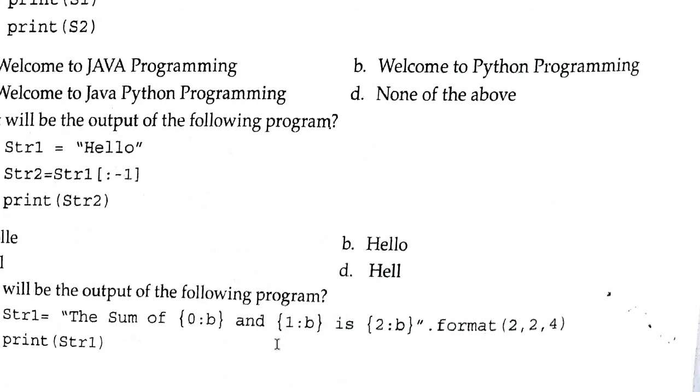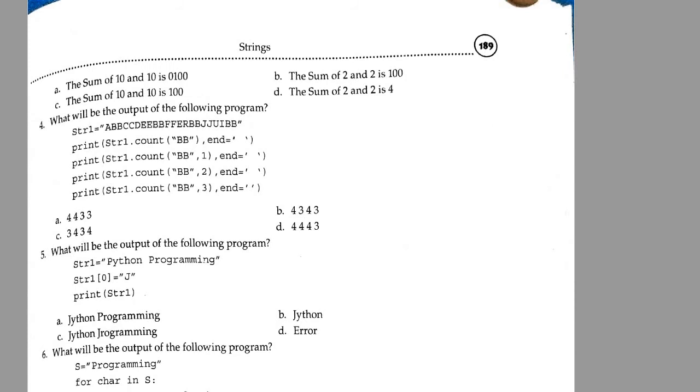It's saying that 2 to 4. Okay, you have to format 2 to 4. So 1 0 1 0 and 1 0 0. So the option is the third one. Fine. You can try it on your own also to see how it comes.